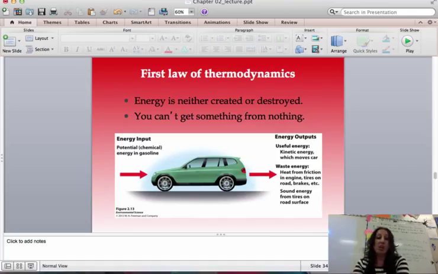Remember, we had our inputs and outputs the other day, your energy inputs and your energy outputs, and this is the first law of thermodynamics, that energy is not created nor destroyed. You can't get something for nothing.